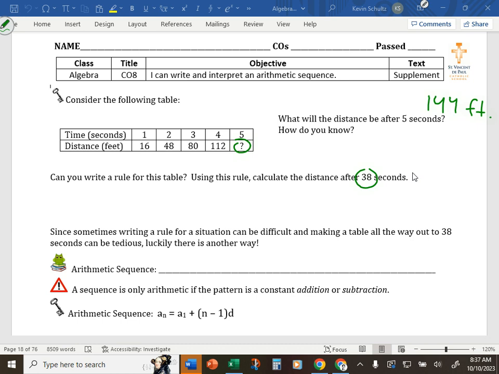I don't really know. That's just how I figured it out. All right. Priya, what'd you do? B plus 32, which is distance.